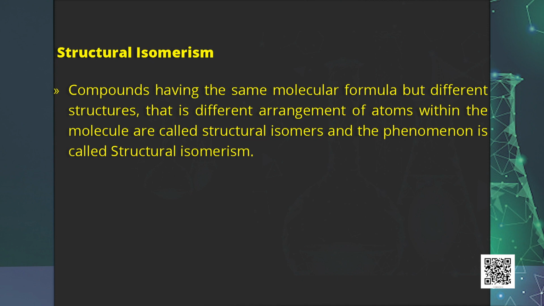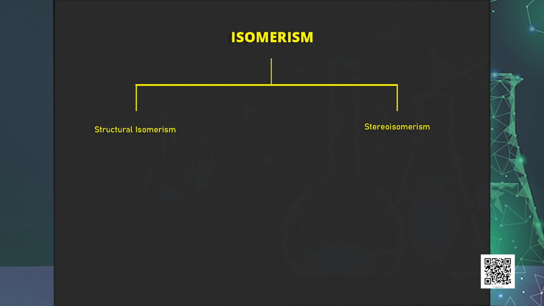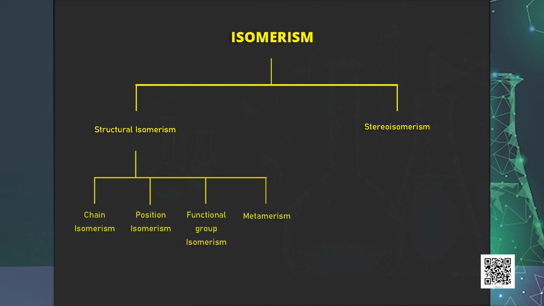Compounds having the same molecular formula but different structures, that is different arrangement of atoms within the molecule, are called structural isomers and the phenomenon is called structural isomerism. Some typical examples of different types of structural isomerism are as follows. These are chain isomerism, position isomerism, functional group isomerism and metamerism. Now, we will discuss these 4 types of isomerism one by one.